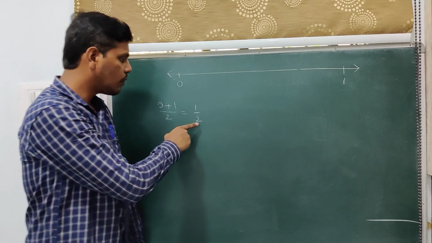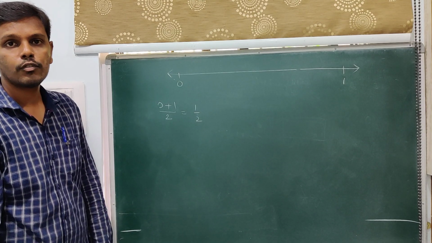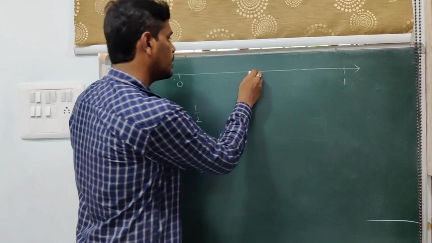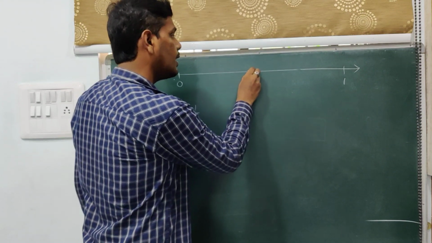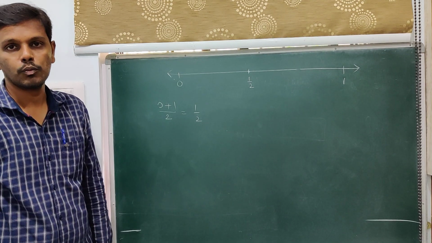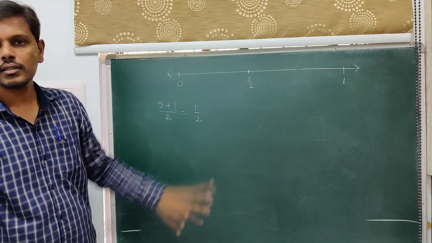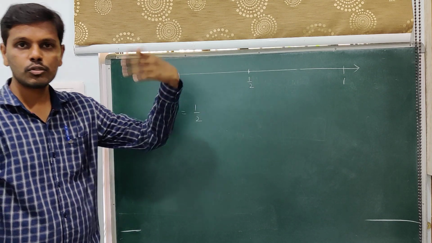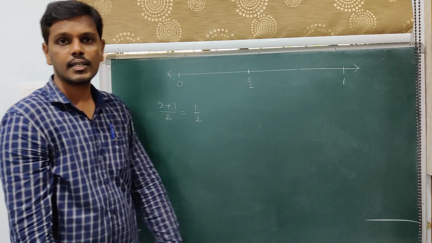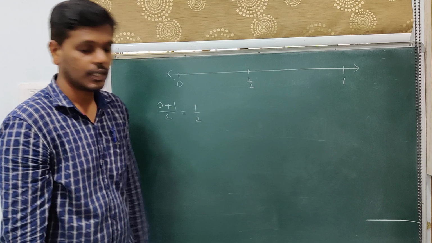Now it is clear that 1 by 2 will lie exactly between 0 and 1. Therefore I will choose the midpoint of this line segment. Say this is the midpoint of the line segment, and I will assign this midpoint to be 1 by 2. The reason I am taking the midpoint is that 1 by 2 lies in the middle of that line segment. So I am choosing a middle point of the many points that this line segment contains, and I am assigning 1 by 2 to that middle point. So this is what I have done.